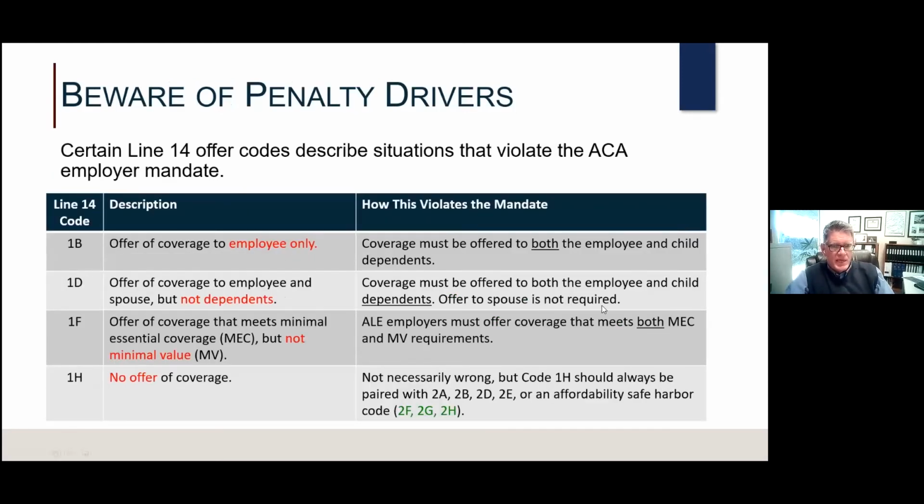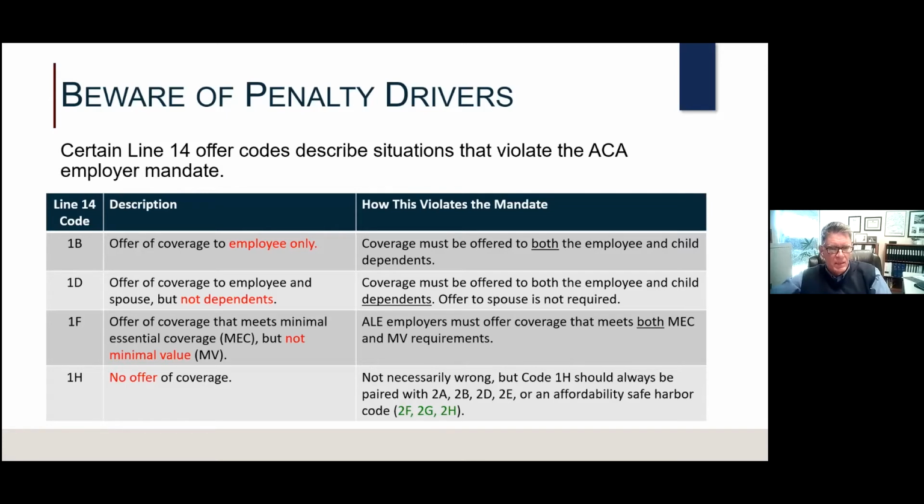Before we get to the safe harbors, though, I do want to point out that there are certain codes on the 1095-C which are drivers of potential penalties and describe situations that actually violate the ACA employer mandate. For example, Code 1B, an offer of coverage to the employee only and to nobody else. This violates the mandate because you have to offer coverage to both the employee and child dependents.